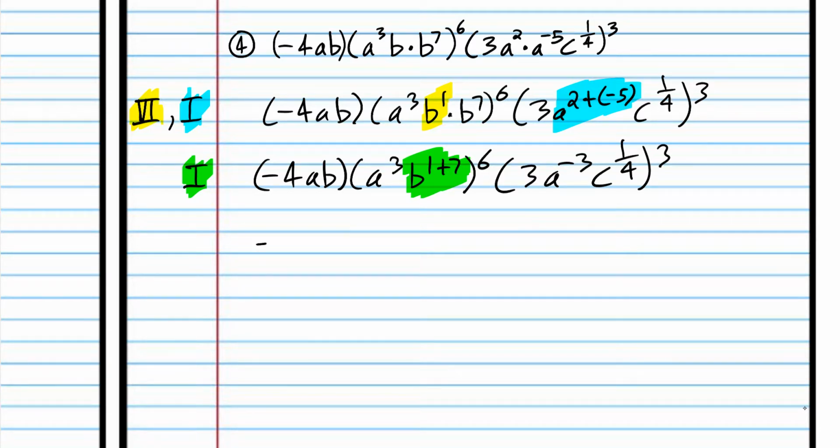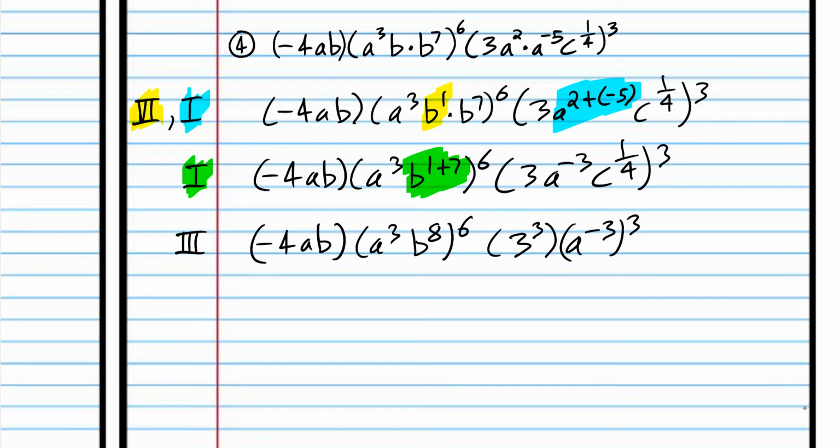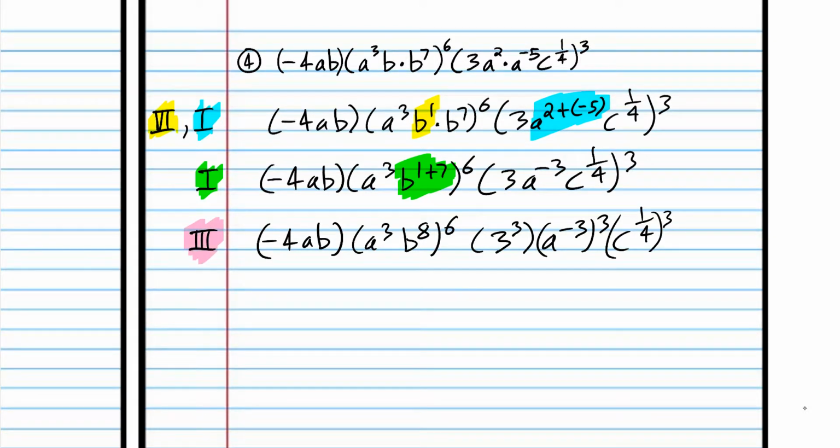So let's continue here. So we have negative 4ab, and we're going to use rule number, well, I guess we should just simplify that. And on the last term there, we're going to use rule number 3. So we have a product in pink here, and we're going to raise that to some power in blue. So that's rule number 3. So we take 3, raise it to the third power. I guess we don't need parentheses there. We can put parentheses on the outside. Then we have a to the negative third raised to the third, and c to the 1/4 raised to the third. So that was rule number 3.